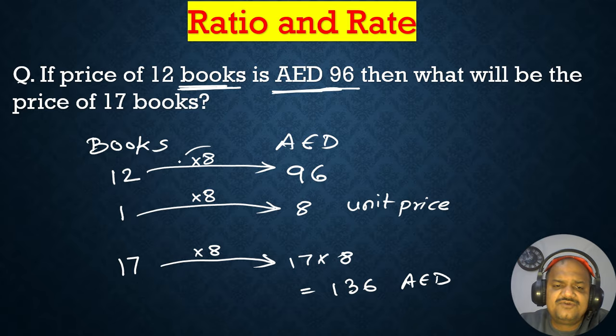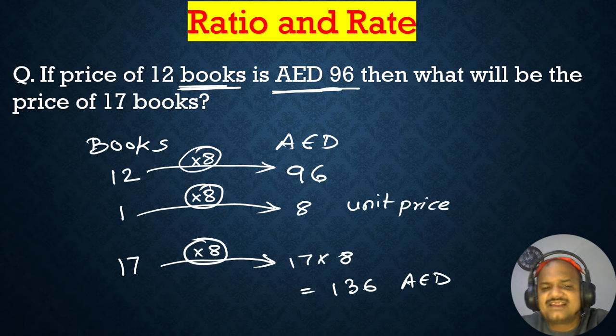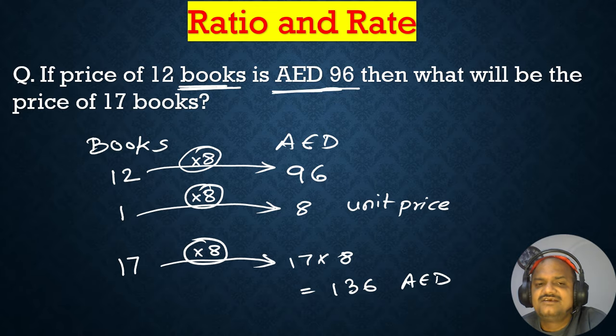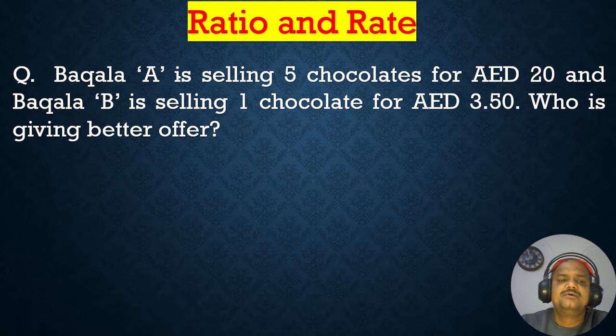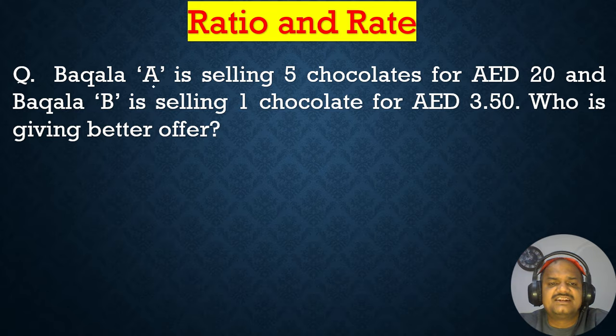Like this, you can solve the question easily. You just need to find this factor, by which factor you will get the right hand side or left hand side. But remember, you can only multiply or divide. You cannot add or subtract for the ratio. Now, next thing, comparison for the rates.